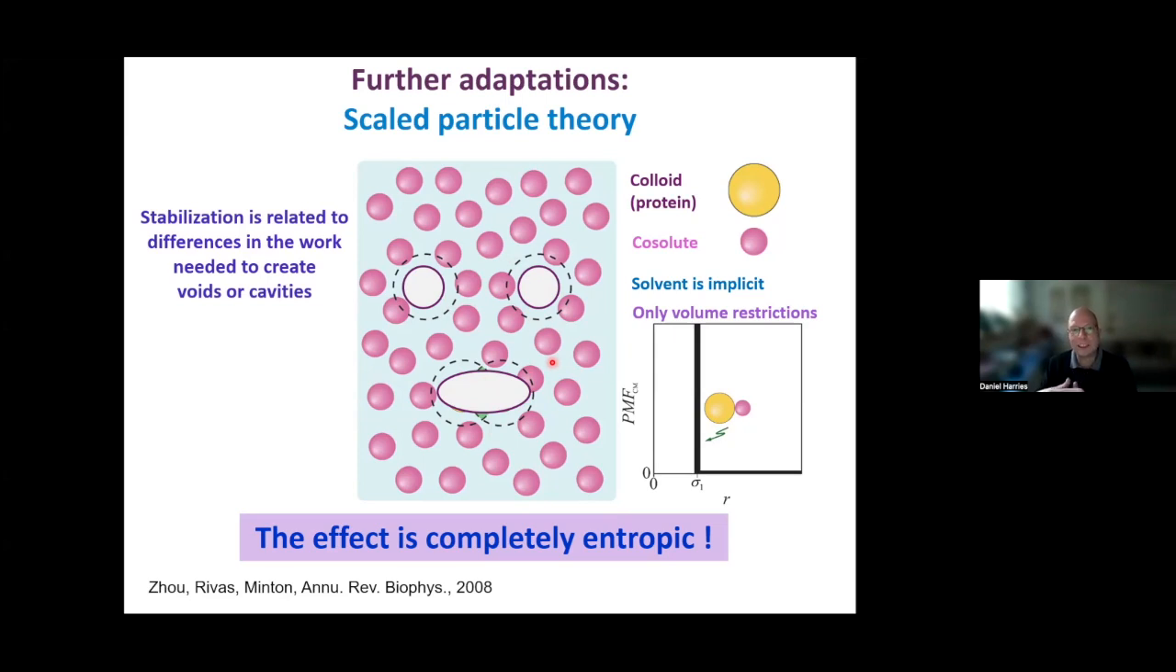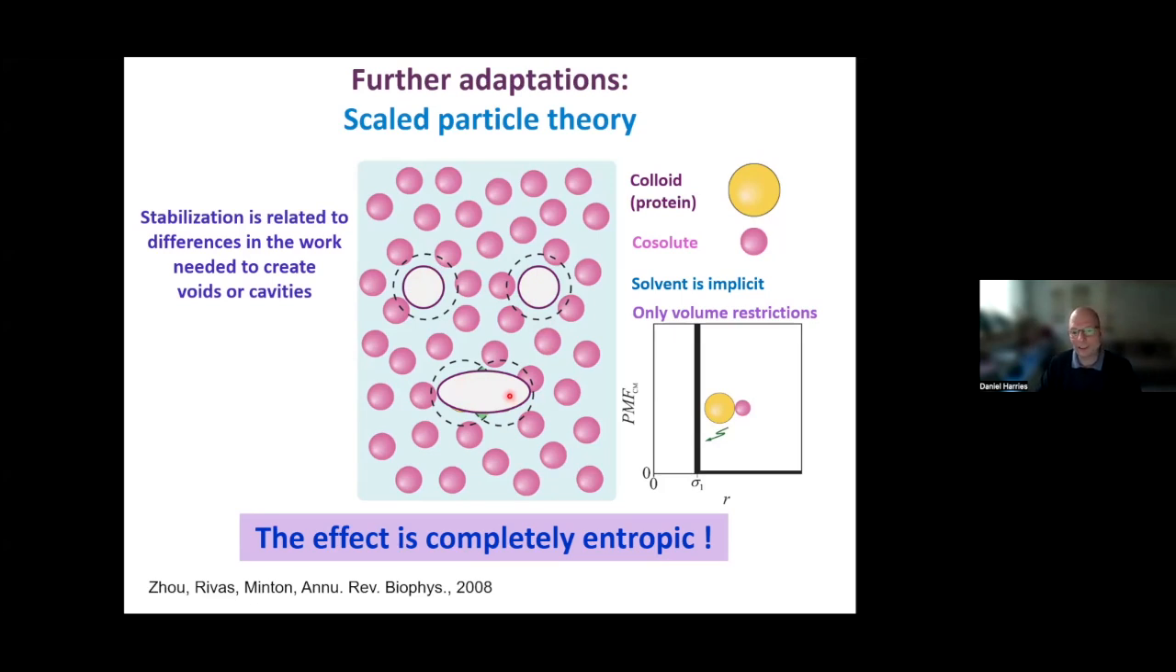Well, in that case, an adaptation or some more intricate formulation in the form of scaled particle theory can give you the answer. Basically, instead of thinking about the osmotic pressure as pushing these two colloids towards each other, we can think about the work that is required to create voids or cavities inside solution, and we would compare then the work that is required to form these two spherical cavities with the work that is required to form this ellipsoidal one.